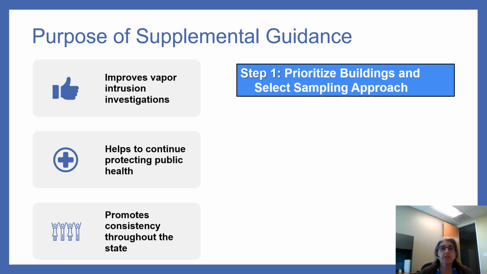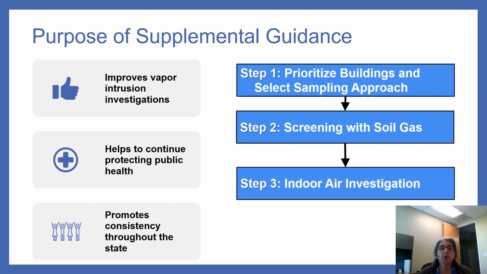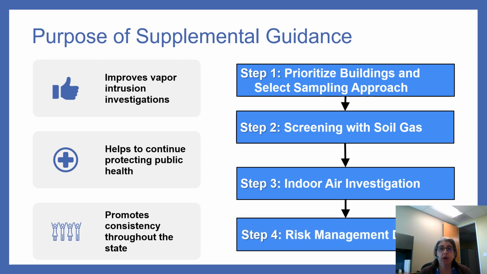The main purposes of the supplemental guidance are to improve vapor intrusion assessments by incorporating new science, continue to protect human health and conduct early screening for potential vapor intrusion, and promote a standard process for assessing vapor intrusion acceptable by all oversight agencies. We do this through a four-step process, beginning with prioritizing buildings and selecting the appropriate sampling approach, screening with soil gas, conducting an indoor air investigation, and then managing the risk.